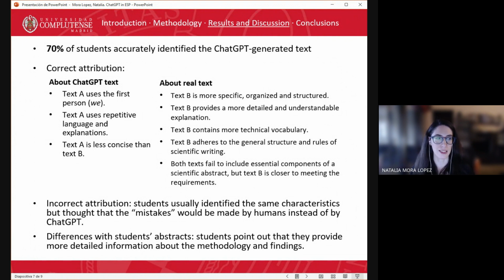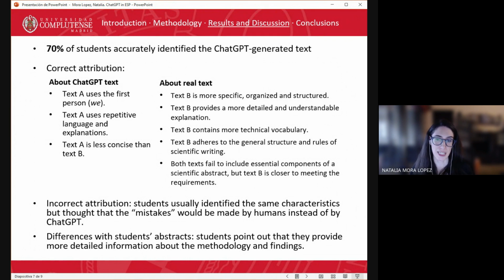What were the reasons they gave for this correct attribution? Well, they talk about the two texts. When they were talking about the ChatGPT text, they said that it uses the first person. They were taught that when you're writing in scientific English, you should not use the first person that much, or the second, right? So you shouldn't say I or we. You shouldn't say you either, right? So you should use the third person most of the time.